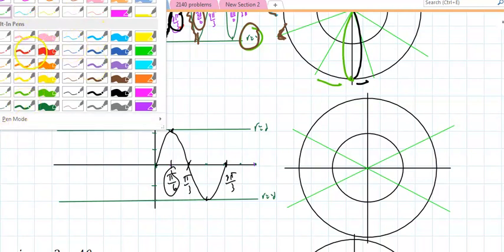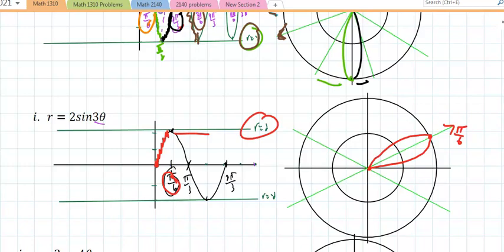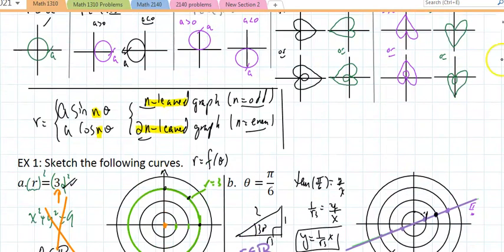I'm going to start at 0. I am at 0. I'm going to increase. By the time I reach pi over 6, I am at 2. There's pi over 6, and there's 2. I'm done. Why is that? I know these graphs are symmetric. If it took 30 degrees to get the bottom half, it's going to take 30 degrees to get the upper half.